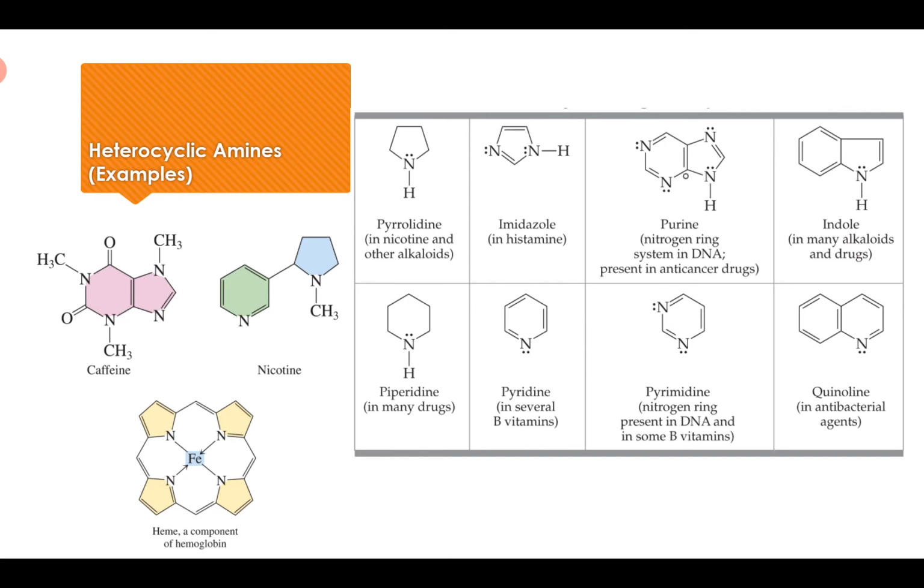And so purine is going to be a nitrogen base. There are some nitrogen bases in our DNA that are purine bases and some that are pyrimidine bases. Nicotine, caffeine, all of these are heterocyclic amine examples.